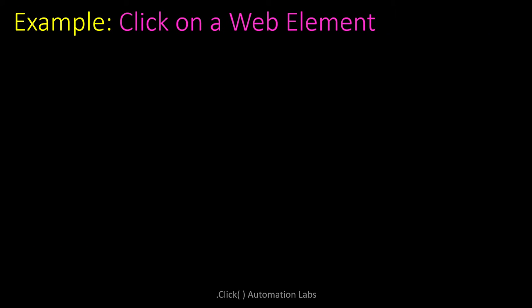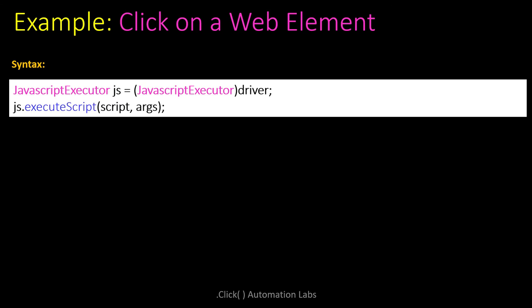So how to click on a web element? As I said, we can achieve certain actions using JavaScript. So in general, we will be using driver dot find element by dot your object locator. If it is ID, by dot ID and your ID of the object, and dot click. But there is an alternate which we can use in JavaScript executor. That alternate we will look at right now.